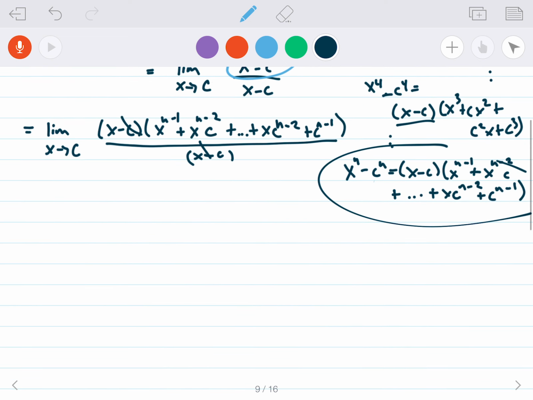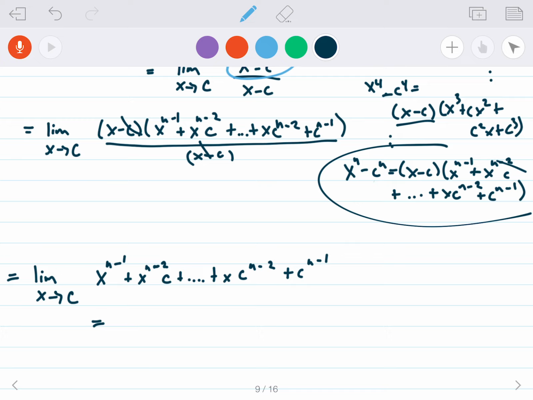And now I'm just left with a continuous function. Remember, we proved that all polynomials are continuous functions. And with continuous functions, we can just plug in what x is approaching to get the limit of that function. All right, so let's go ahead and do that. So we have a function of x, and we're going to plug in c anywhere we see an x.